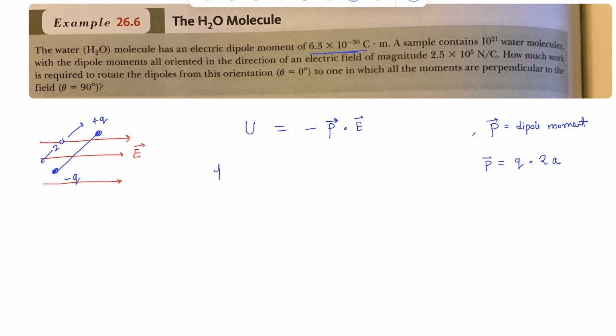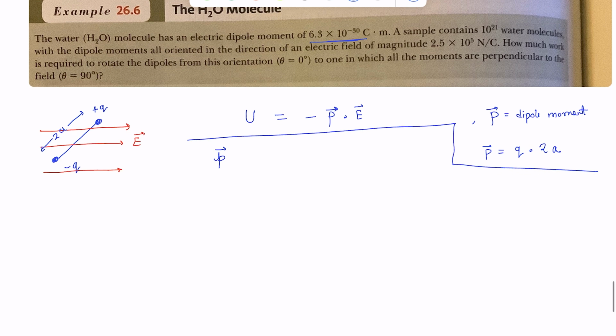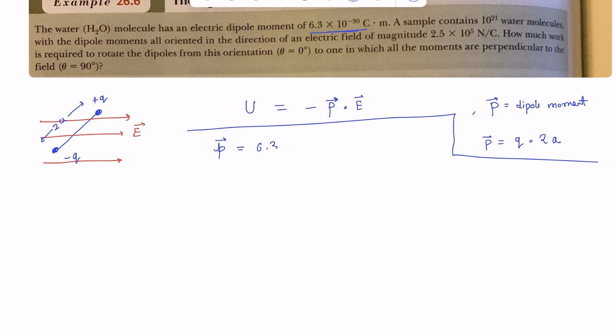So dipole moment, now I'm solving the problem. The dipole moment is 6.3 times 10 to the minus 30 coulomb meter. I took a pause there because I thought it's just coulombs, and that can't be the case, because dipole moment is charge times distance, so it has to be coulombs times meters. Okay, a sample contains 10 to the 21. Let's say I'm going to call that number capital N, and it's 10 to the 21 water molecules.